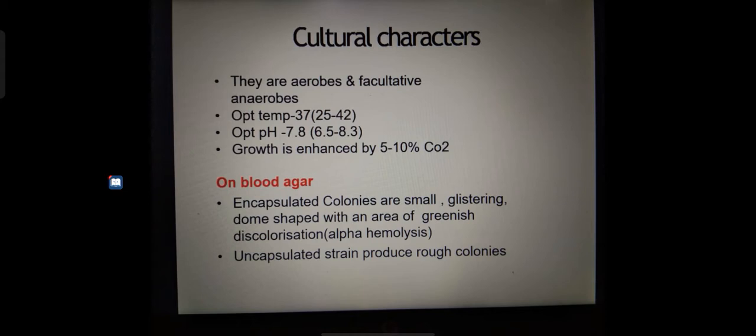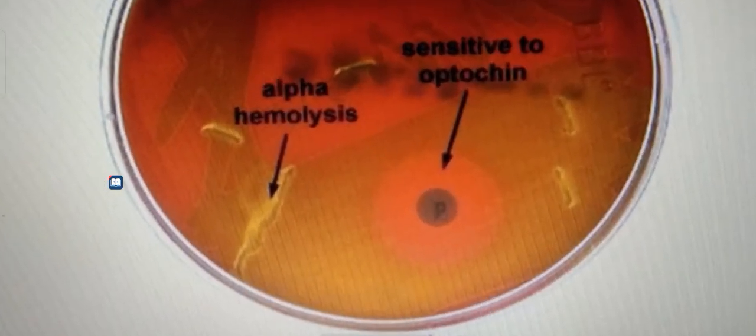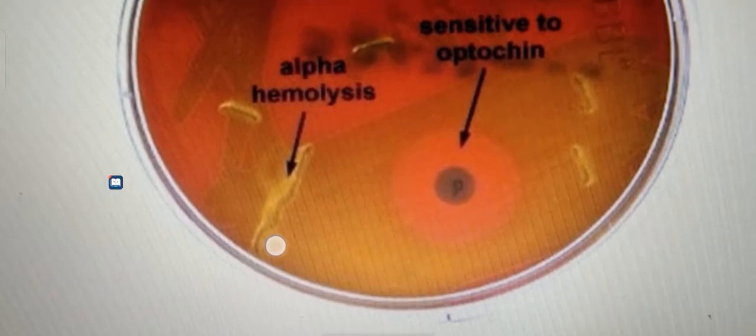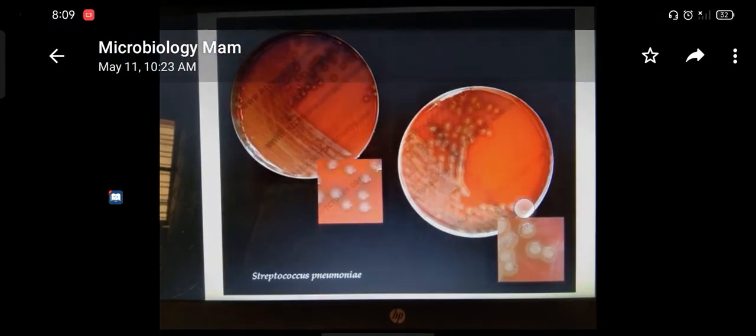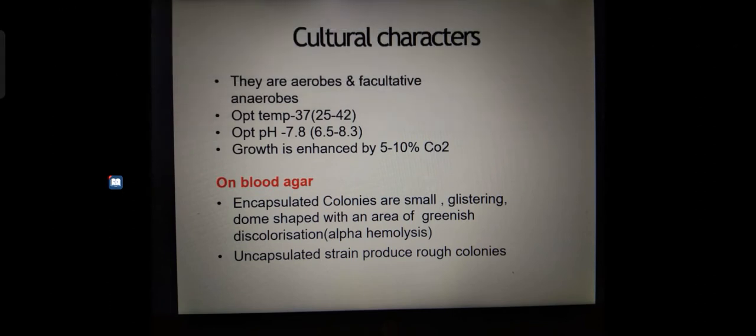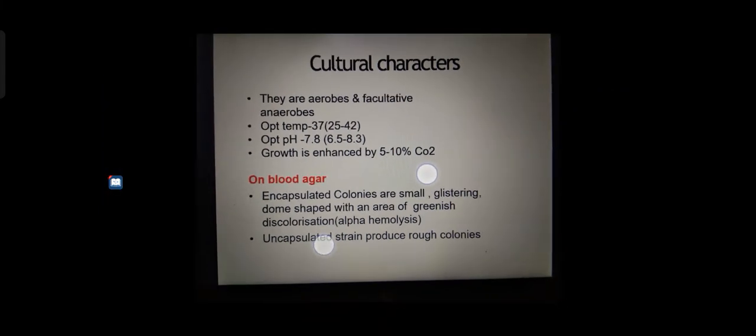Okay, so coming back to blood agar, encapsulated colonies are seen as small, glistening, dome-shaped colonies, and greenish discoloration will be seen. Here one interesting point is that we can see alpha hemolysis. Okay, in blood agar we can see alpha hemolysis. Okay, then there are uncapsulated forms. If a pneumococcus is uncapsulated, it will produce rough colonies.